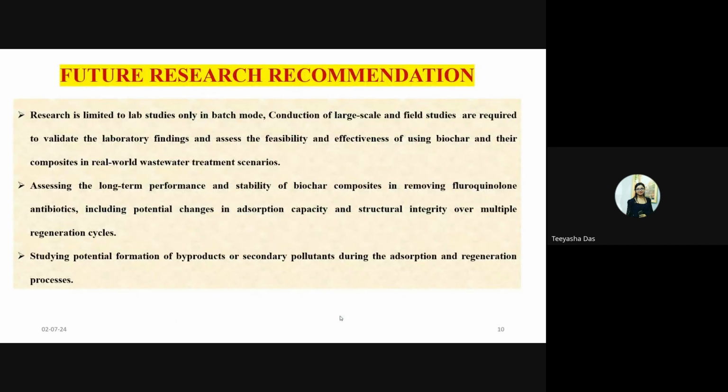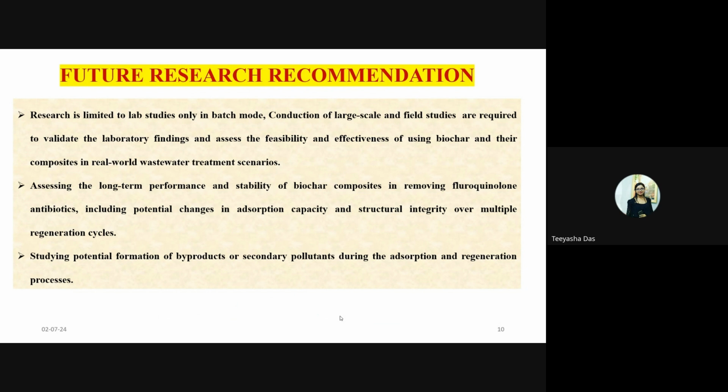Now, moving on to future research recommendations. The research is limited to lab studies only in batch mode. Conduction of large-scale and field studies are required to validate the laboratory findings and assess the feasibility and effectiveness of using biochar and the composites in real-world wastewater treatment scenarios.